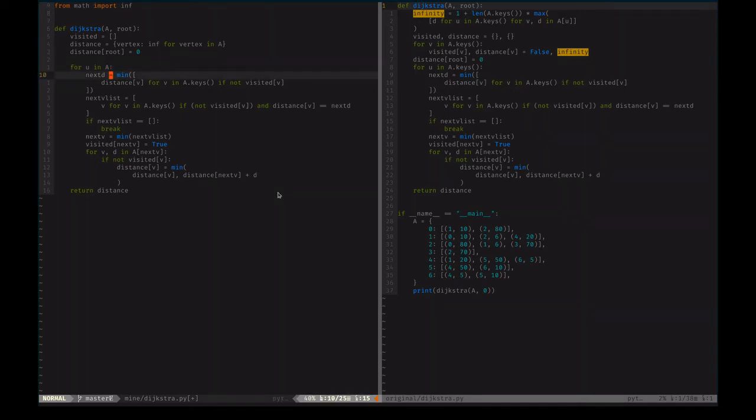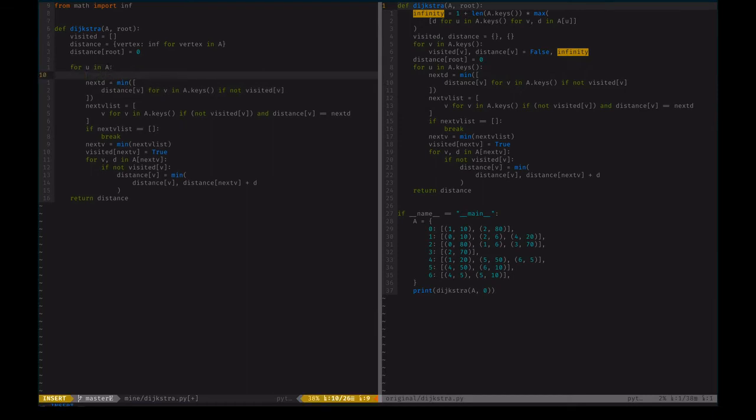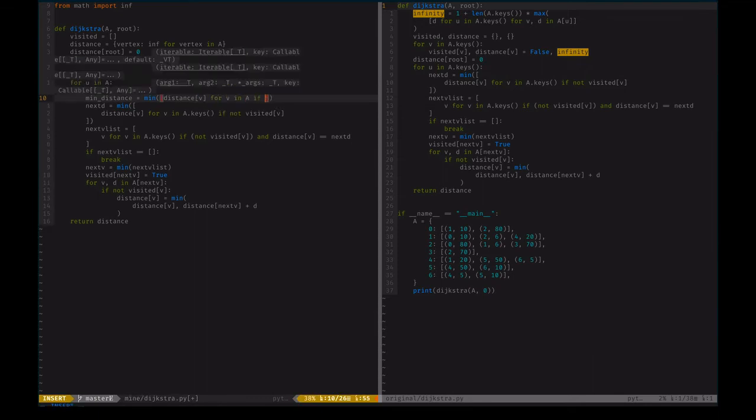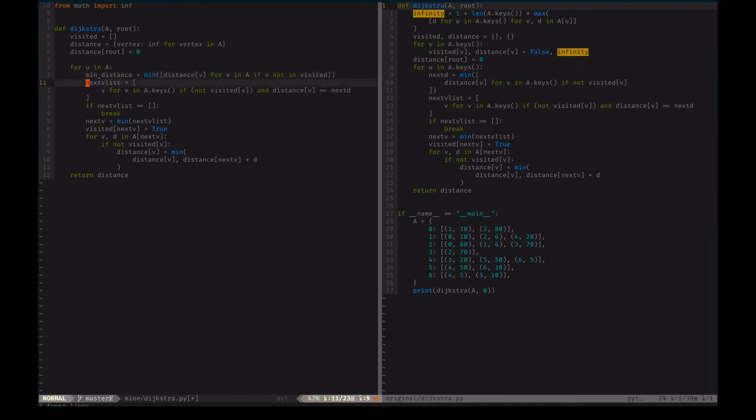Now the first thing that we do within the loop is that we try to find out which vertex has the shortest distance or the shortest cost if it is not being visited. And there what we're doing is we're calling the min operator, and we're saying to find the minimum distance of a particular vertex in the matrix if it is not visited. And we could simply call this something like min distance instead of simply next d. That's essentially the minimum of distance v for v in A if v not in visited. Because remember that visited is a list, not a dictionary.